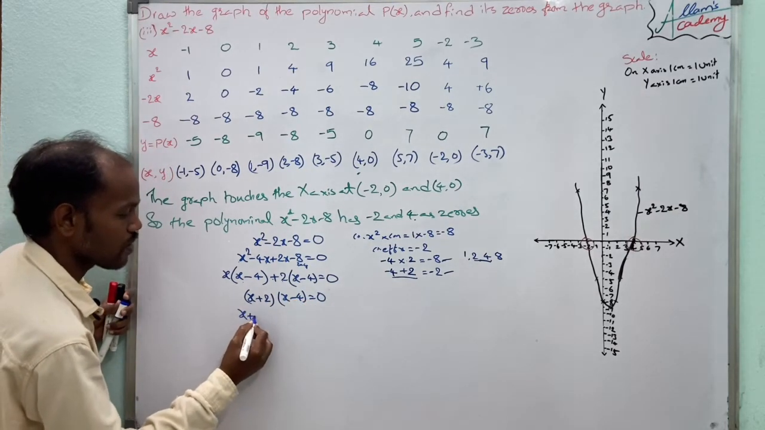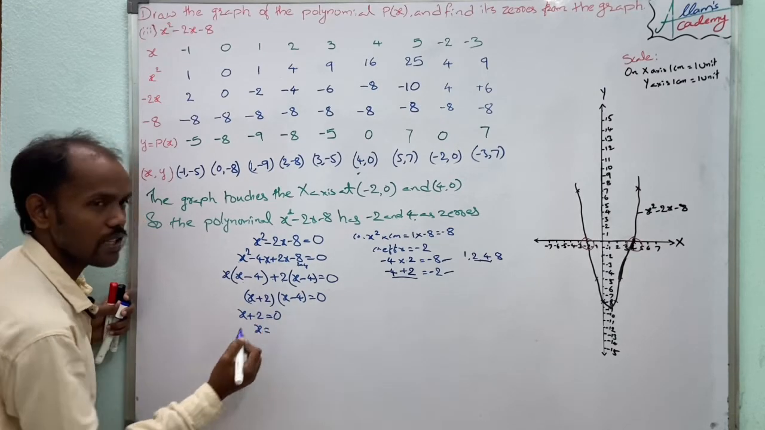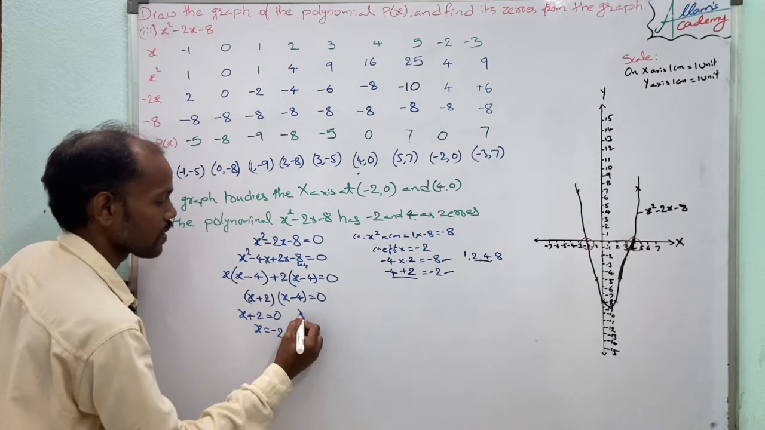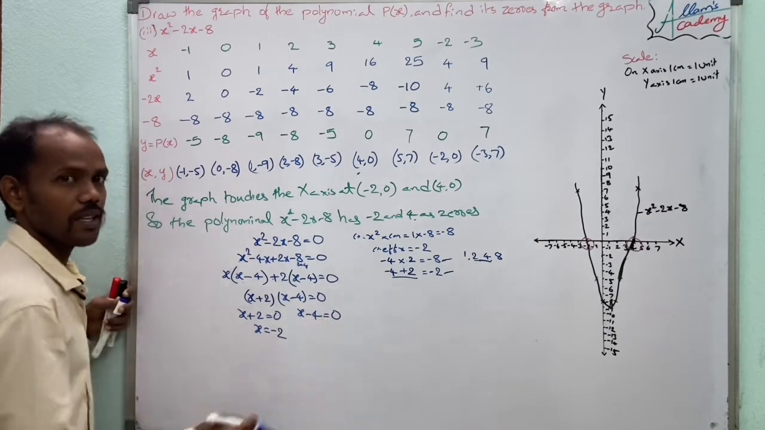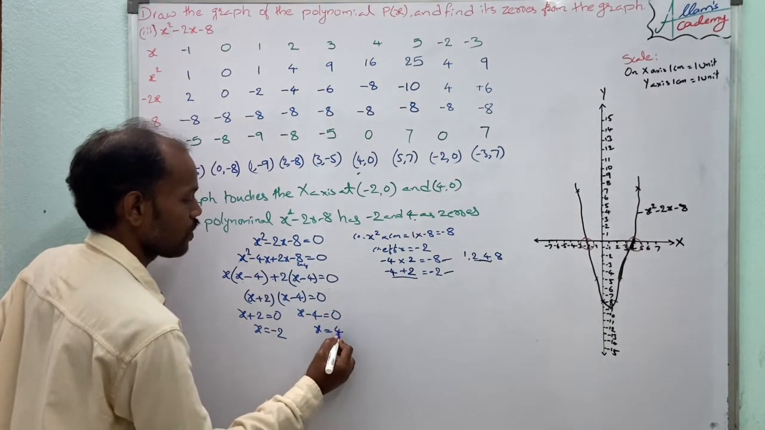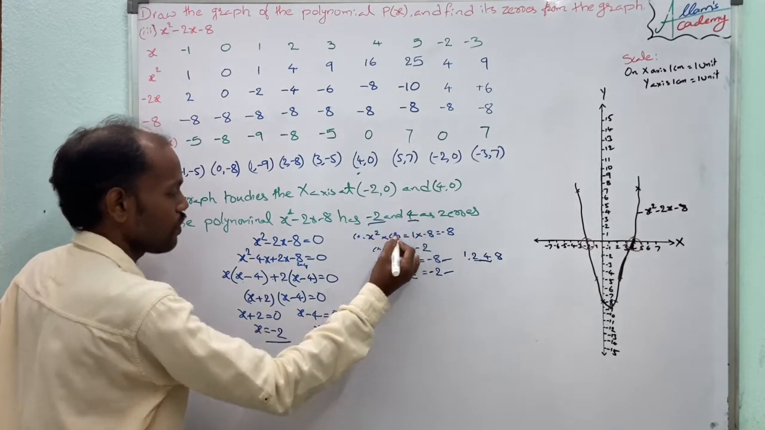If x plus 2 equal to 0, then x equal to 0 minus 2, that is minus 2. Next, x minus 4 equal to 0. Transferring minus 4 to the other side, it becomes plus 4. So 0 plus 4 equal to 4. So here also we get the zeros, minus 2 and 4.